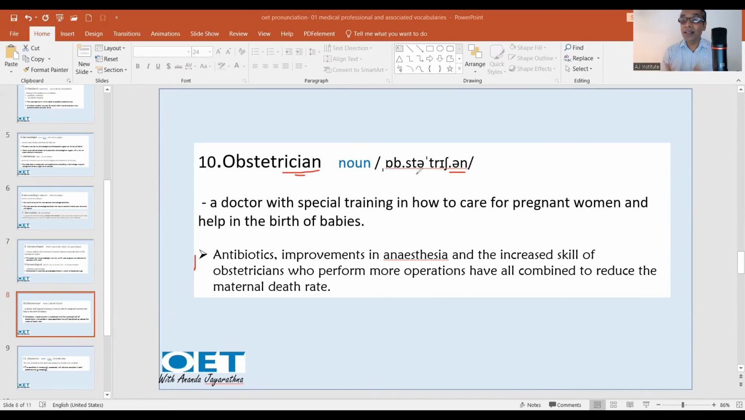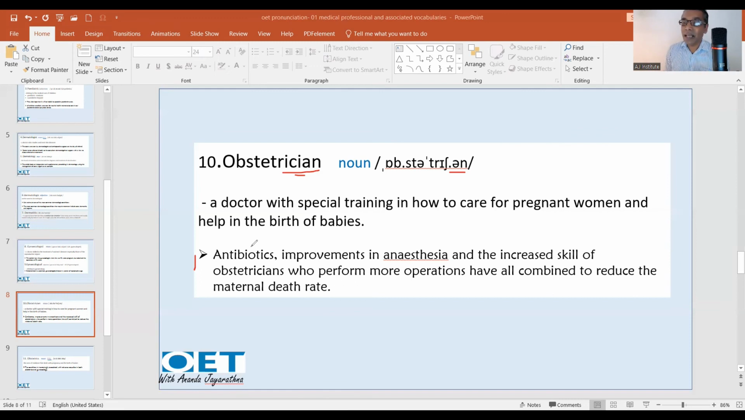So what are the other medical words with the ending CIAN that we always mispronounce as shian? Think about it. You can find many words. We'll come to that one later. Then obstetrician is the correct pronunciation, not obstetrician. You have to be careful. So you know who an obstetrician is? A doctor with specialized training in how to care for pregnant women and help in the birth of babies.